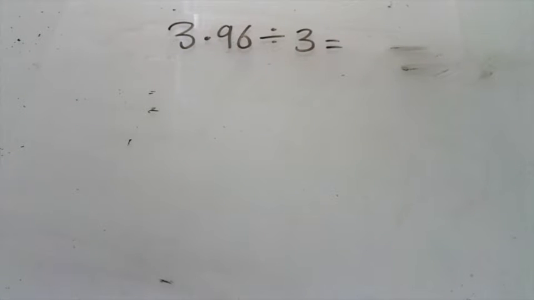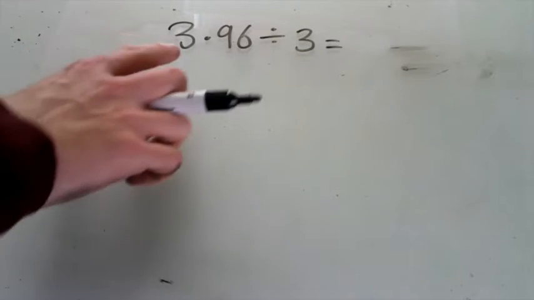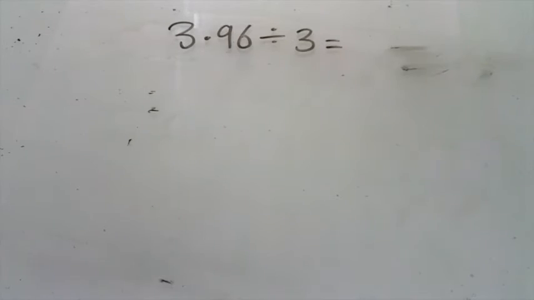So now we're going to look at dividing decimals by integers. If you haven't looked at the bus stop method, the short division video, first, then go and watch that, then come back to this one. So we've got 3.96 divided by 3.